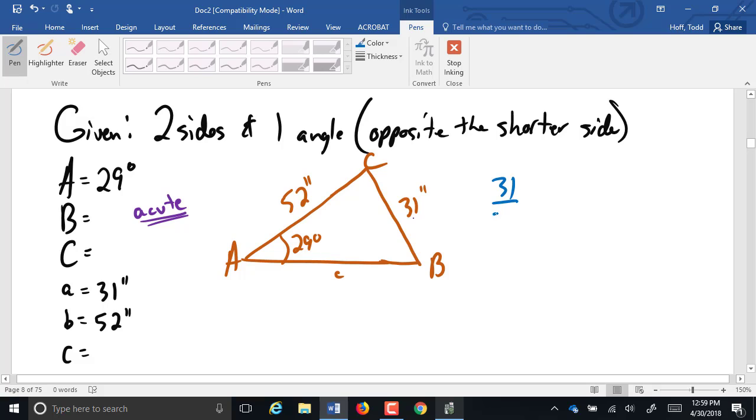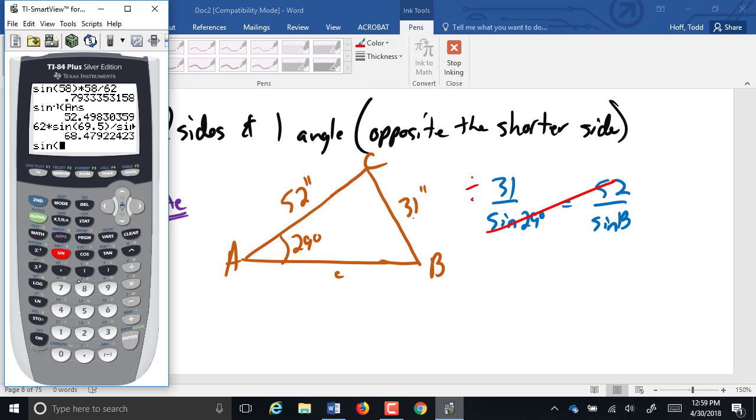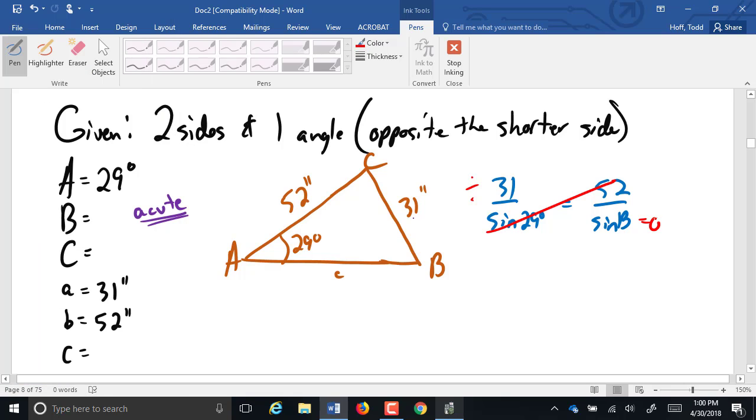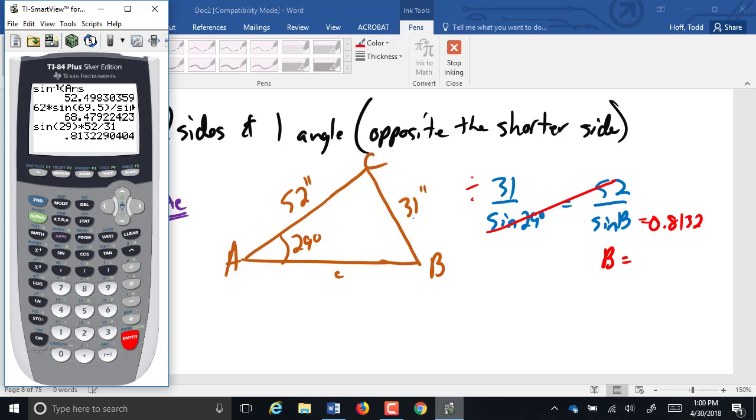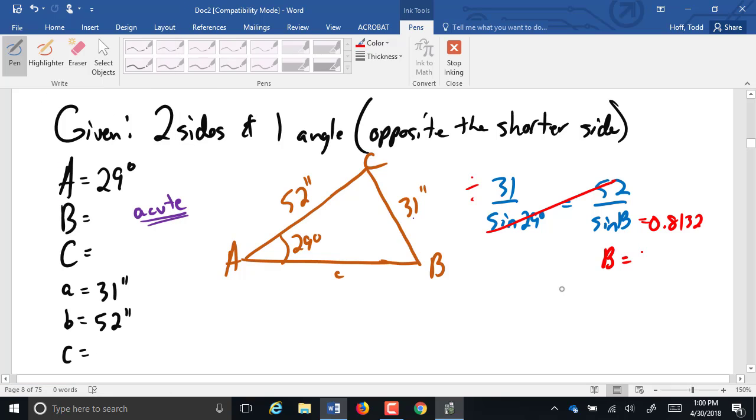So I've got 31 over the sine of 29 degrees equals 52 over the sine of B. I will cross multiply and divide to find the sine of B. The sine of 29 times 52 divided by 31, 0.8132. So B is the inverse sine of that, 54.41 degrees.